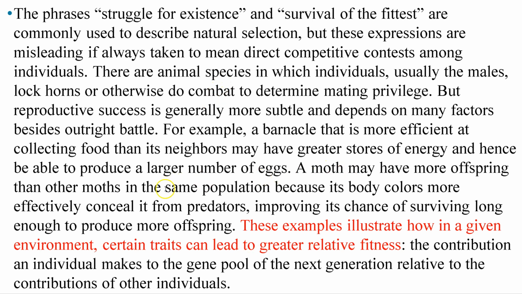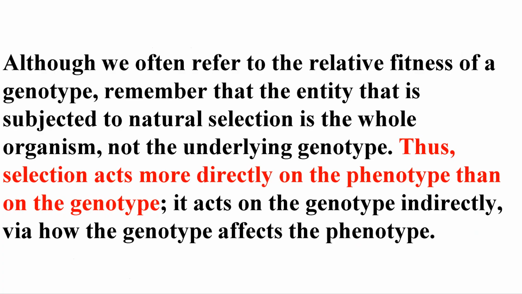A moth may have more offspring than other moths because its coloring is more effectively concealed from predators. It's not directly competing with another moth, but it still has an advantage. So certain traits lead to fitness. Although we often refer to the relative fitness of a genotype, remember that the entity subjected to natural selection is a whole organism, not just that one genotype. So selection acts more on phenotype.